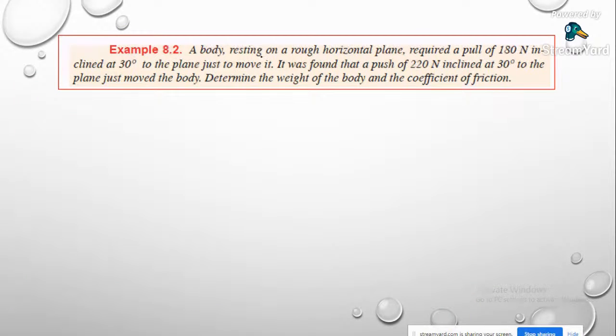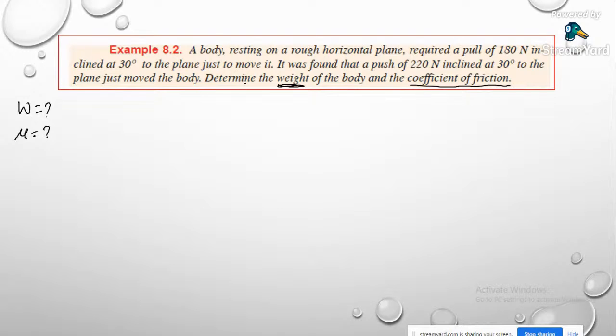A body resting on a rough horizontal plane requires a pull of 180 Newton inclined at 30 degree to the plane to just move it. It was found that a force of 220 Newton inclined at 30 degree to the plane just moves the body. Determine the weight of the body and the coefficient of friction. So here it is asking to find out the weight and mu.